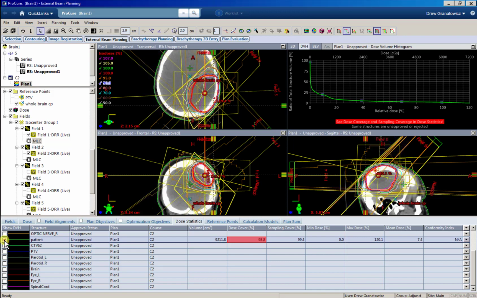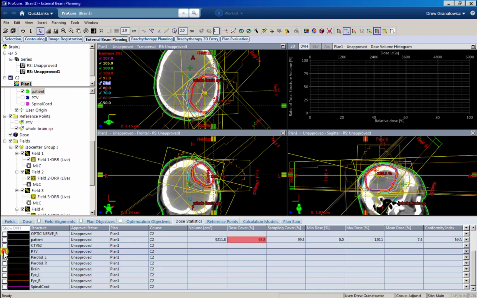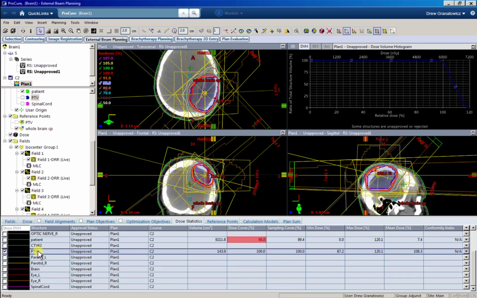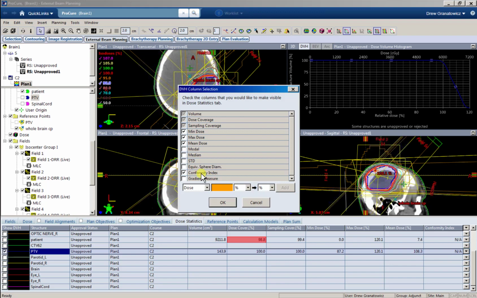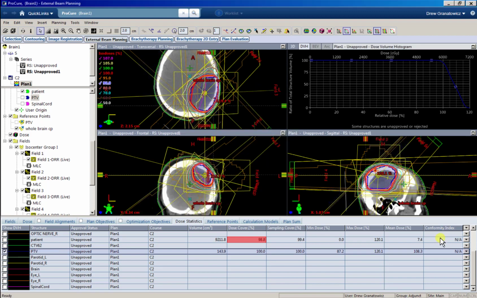The easiest way to do it, at least for the conformity index, is usually you can just look at your PTV, and this column is not usually here, but if you right click on this arrow and view columns, you can check it, click OK, and it'll show up, and usually it gives you a number right here. I don't know why it's not working and saying NA for me right now.